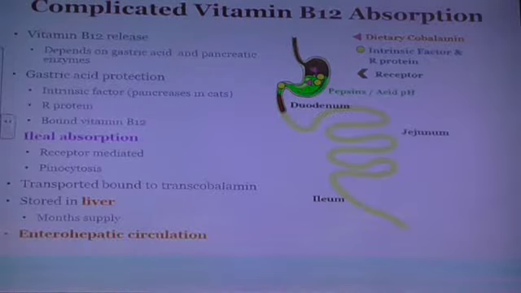The parietal cell, we know, is in the stomach mucosa. But only the cat has the intrinsic factor produced from the pancreas. The cat is a weird creature, by the way. You see anything, there's an exception for the cat.